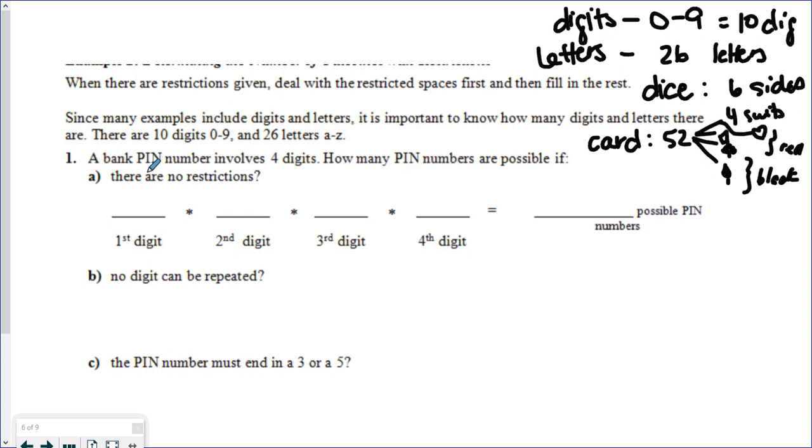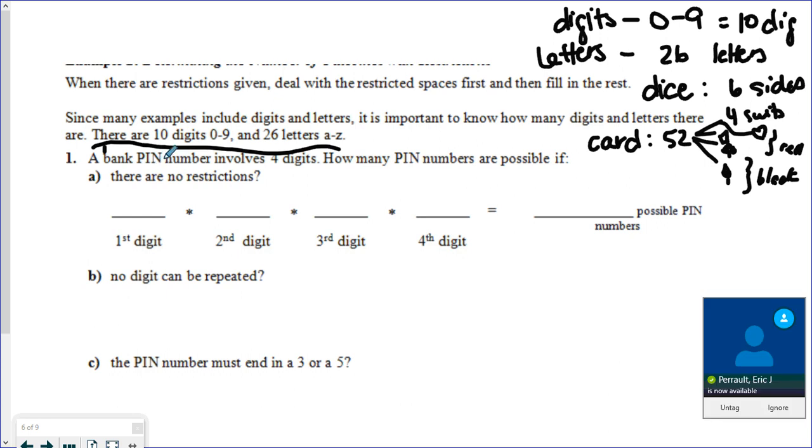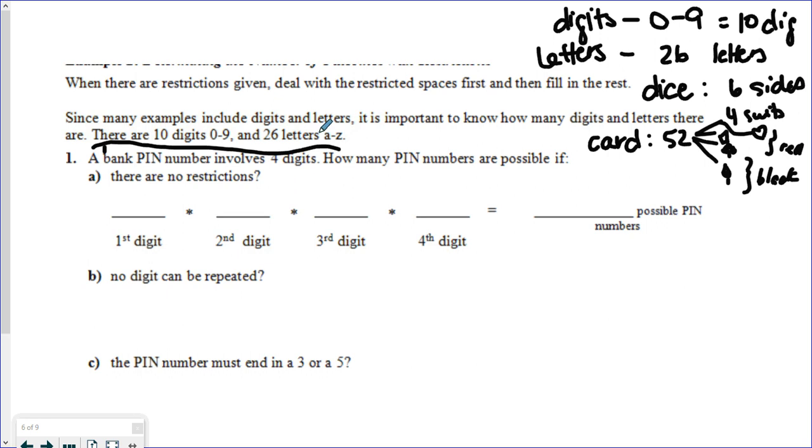So that relates to this. There are 10 digits, 0 through 9, and 26 letters A through Z. So a bank PIN number, the PIN number on your bank card to take out money or use it, involves 4 digits typically. I know there's a lot of places that have 6 digits, or you can pick how many digits it has. My bank, it's always been 4 from what I've known. So how many PIN numbers are possible if there are no restrictions?